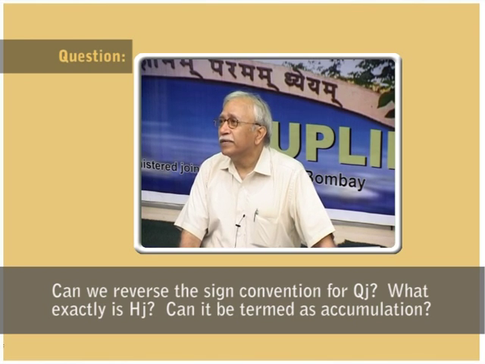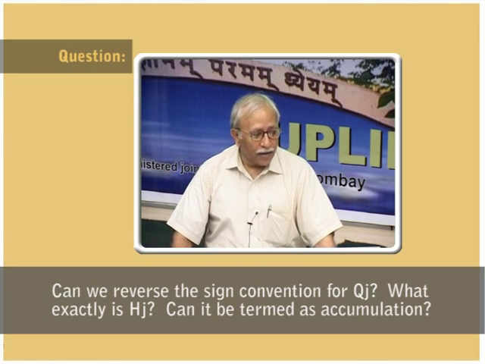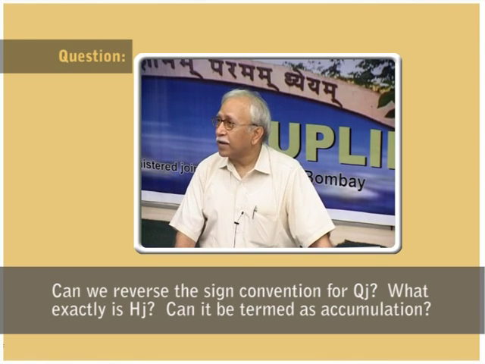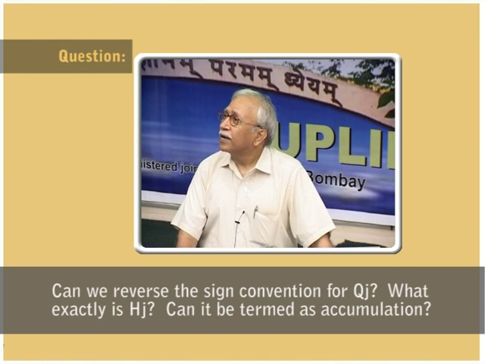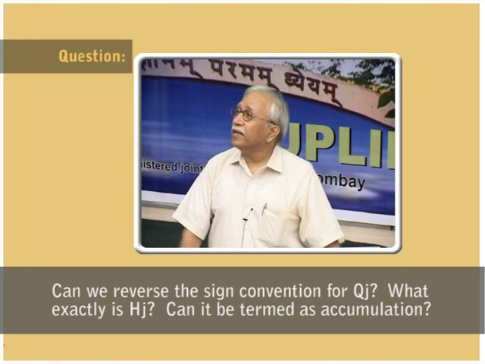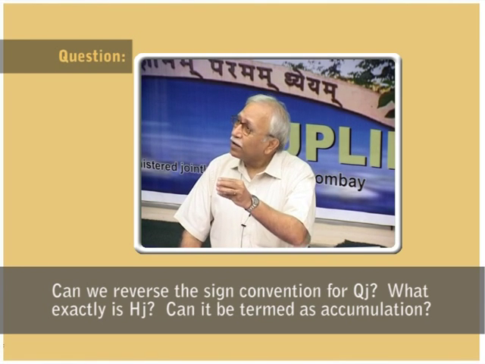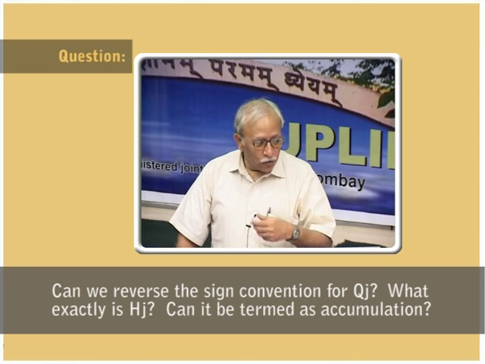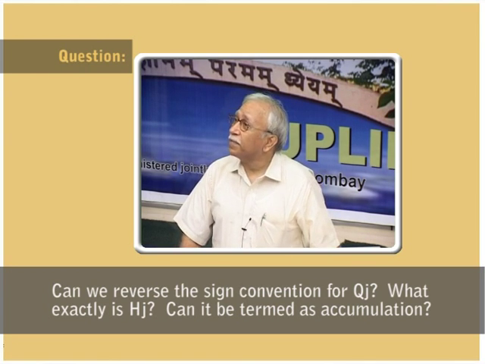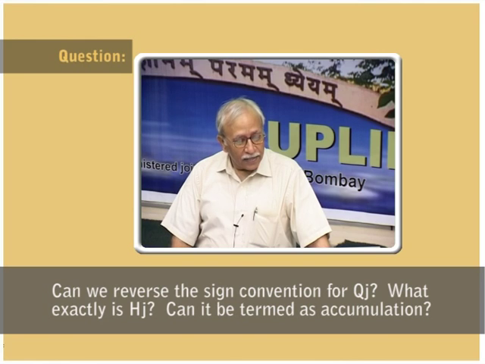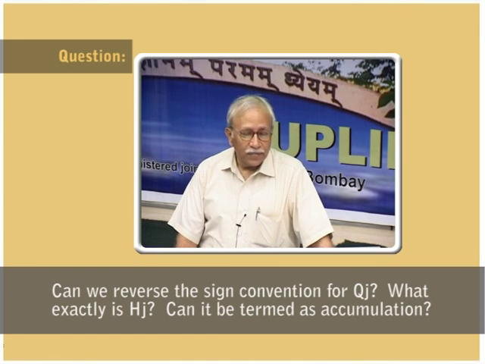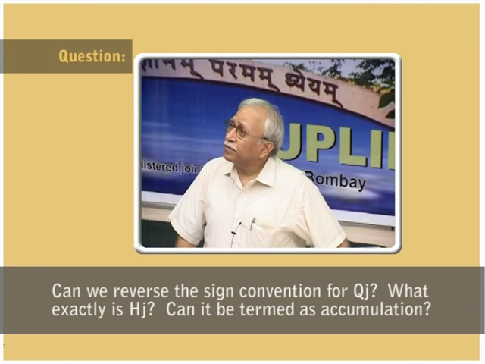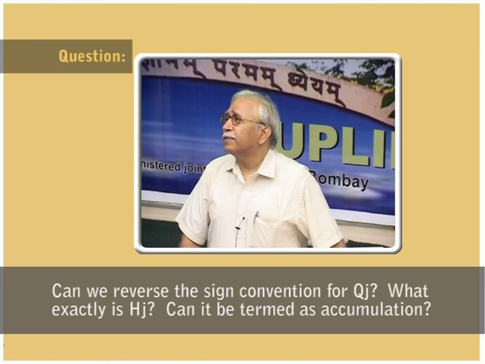You can say accumulation. So I have certain kilocalories flowing into the tray per hour. I have certain kilocalories flowing out of the tray. And to that I have to add the energy which is added externally or removed externally. So the unit of Qj will again be kilocalorie per hour. I agree with you that the sign convention can be reversed, absolutely no problem. In fact, many a times in chemical engineering, we say that heat added to the system is positive and heat taken out of the system is negative.